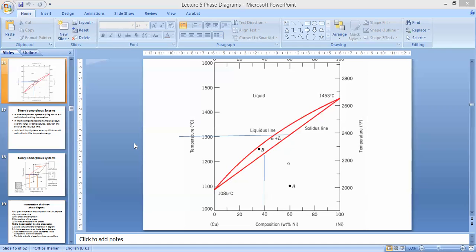Okay, we have our point here. What state is our point A here? In what phase is our point A? Solid phase. It's in the solid phase, thank you.